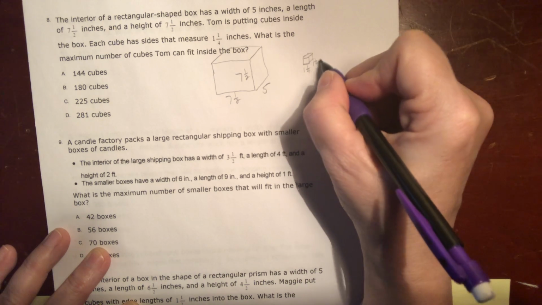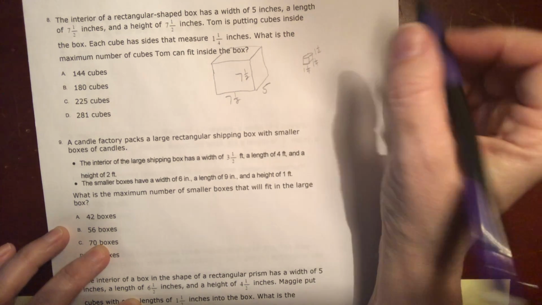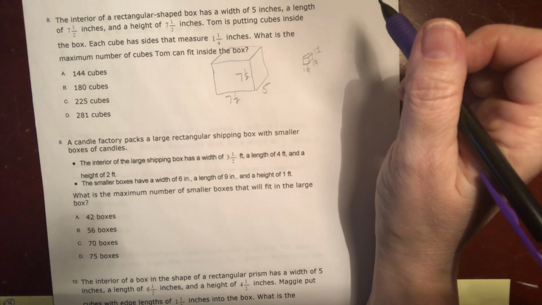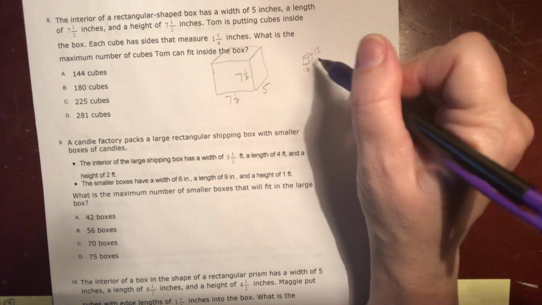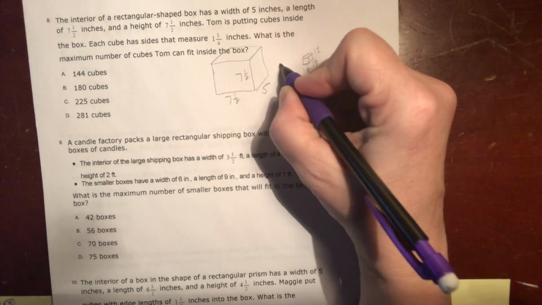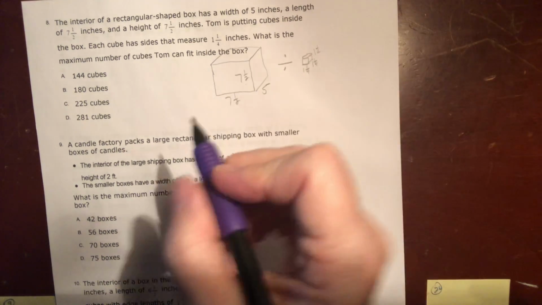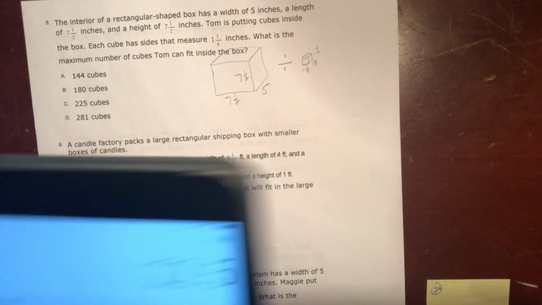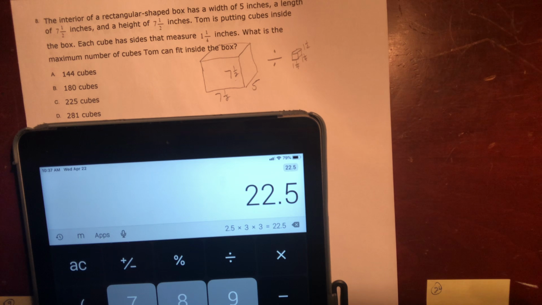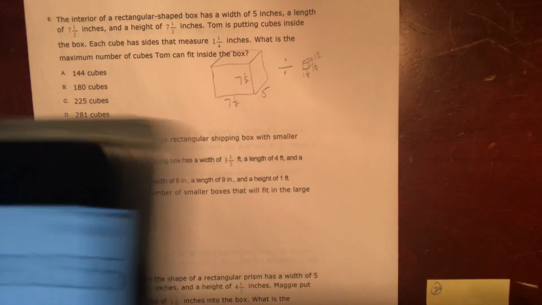So that's going to be all of those. I guess that's way too small. But anyway, what is the maximum number of cubes Tom can fit in the box? So we're going to find out the volume of both of these, and then we're going to divide. All right, so I'm going to do 7.5 times 7.5 times 5. 281.25.